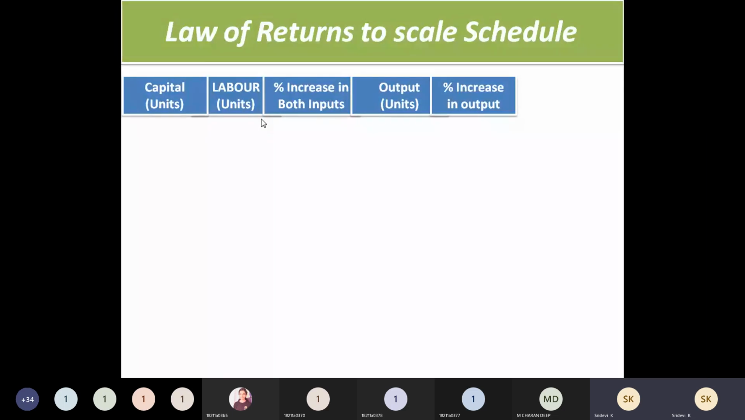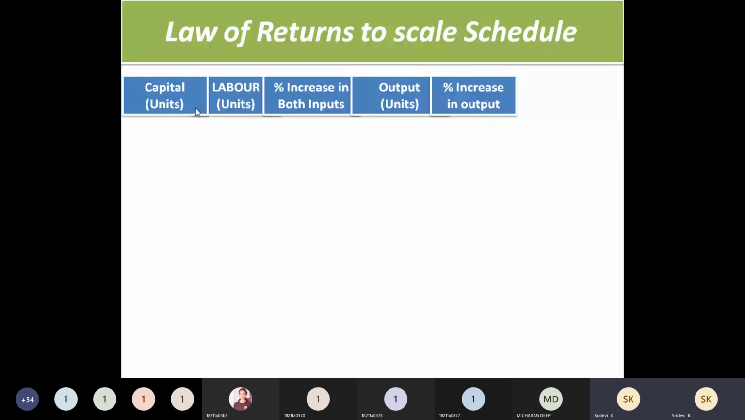So after finding out the increase in both the inputs and the increase in the output, we will compare these two. And when the increase in output is more than the input, that is treated as what? Increasing returns to scale. If both are the same, constant returns to scale. So like that we have to show here.